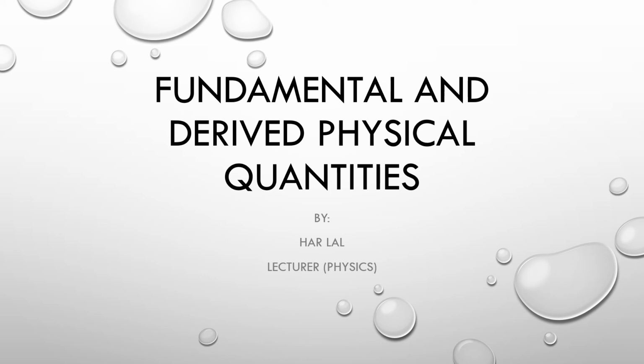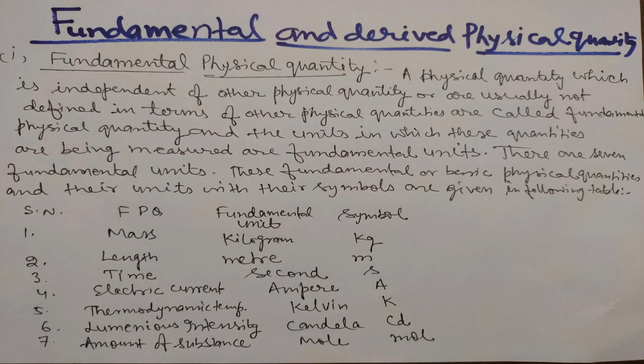Today we will learn about the types of physical quantities. There are two types of physical quantities. Number one, the fundamental or basic physical quantity, and the second one is the derived physical quantity. So what is the fundamental physical quantity?